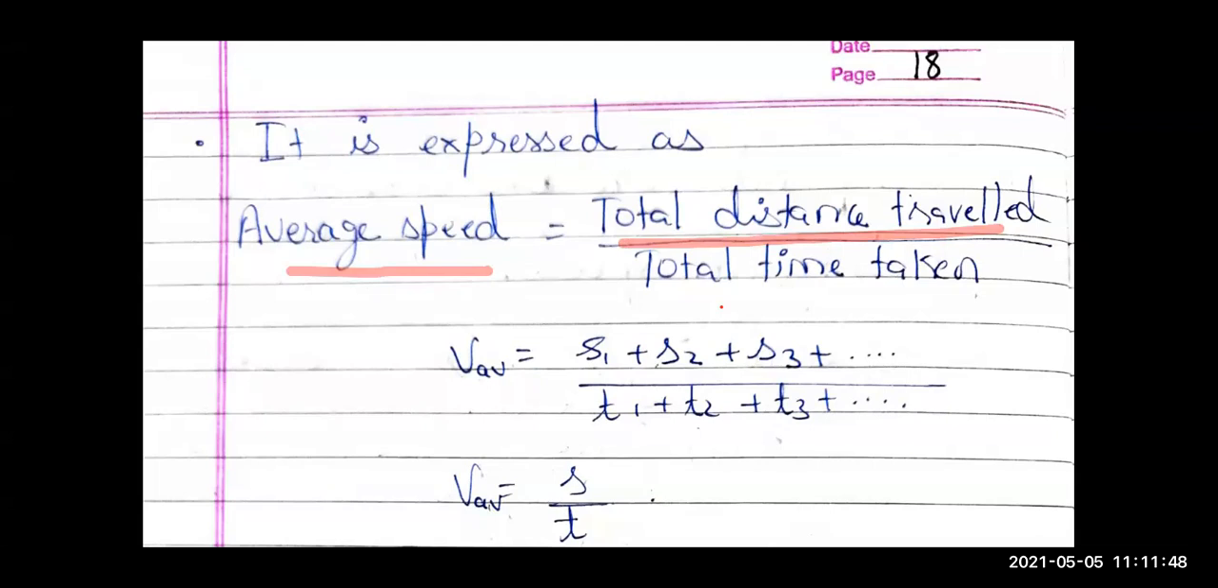And we know distance is denoted by S. So S1 plus S2 plus S3 and so on, upon time, T1 plus T2 plus T3 and so on. This will give us the average speed. We know the symbol for speed is V and the symbol for average is av. So the average speed is total distance, so if you add all the distances, you'll get S, and if you add all the times, it is your small t. So this is the mathematical expression. This is the formula for average speed.